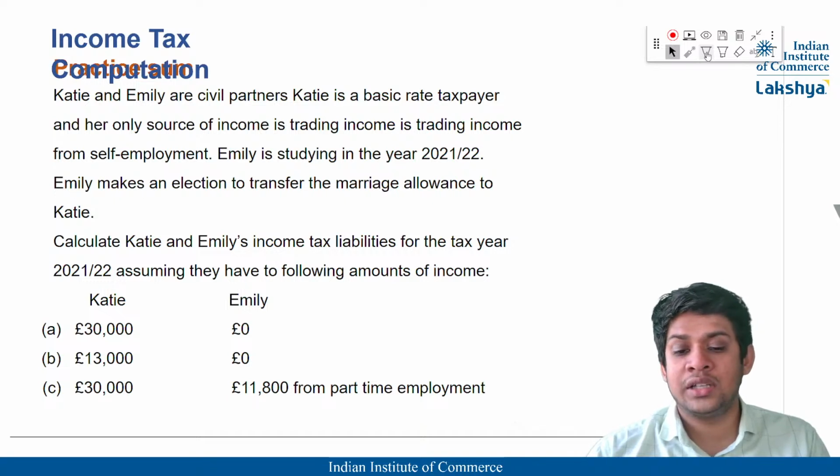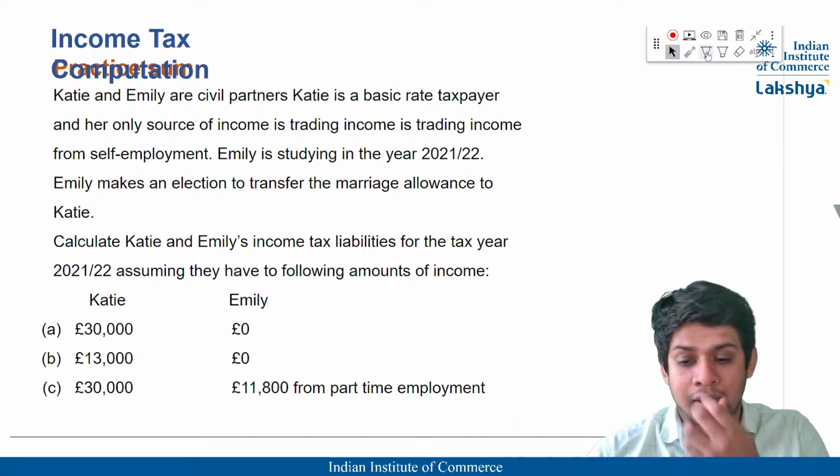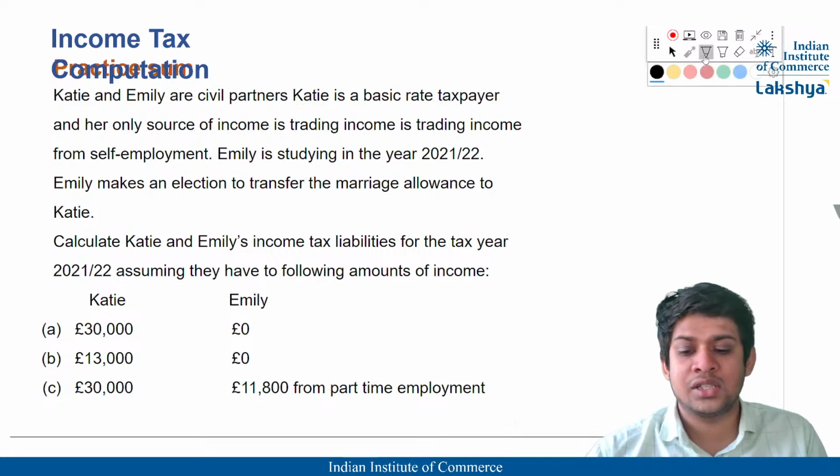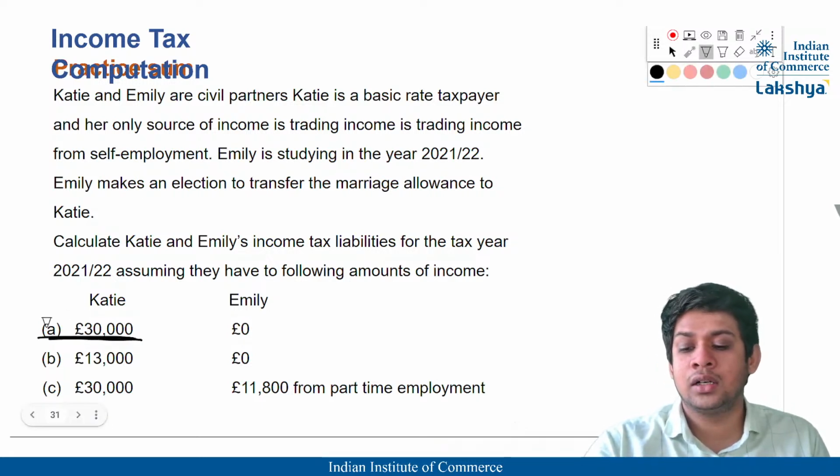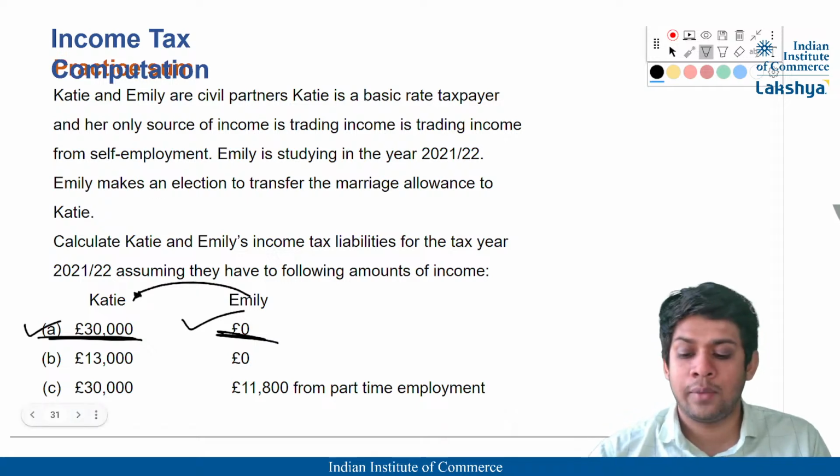Okay. Let us quickly solve these three sums. Maybe through this you will get clarity. So technically, I think they are just saying that Katie has an income of 30,000 pounds and Emily has a taxable income of zero. Okay. So Emily would choose to transfer her personal allowance to Katie.